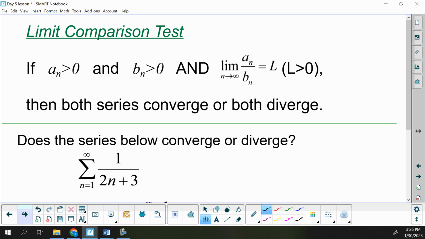Now, it doesn't matter which one you put in the numerator and which in the denominator, because let's say this L gave you 2 when you did a_n divided by b_n.